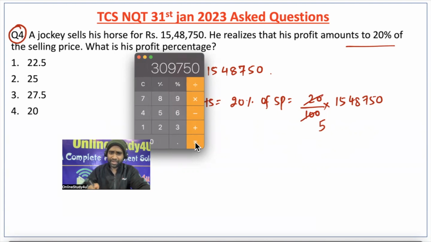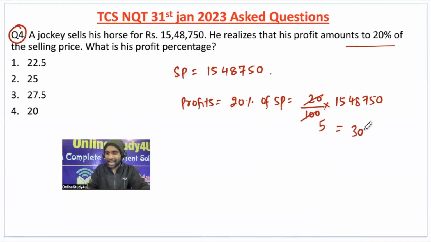At least TCS should also realize that they have made a mistake, right? So 3,09,750. My profit is nothing but 3,09,750.